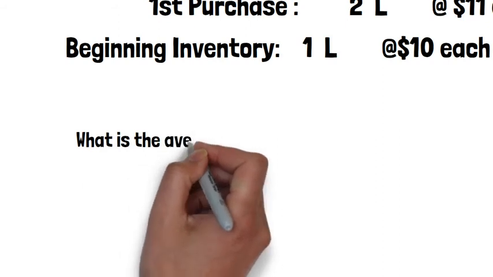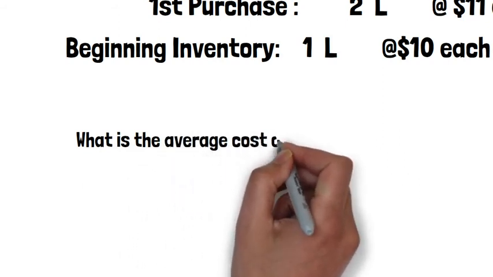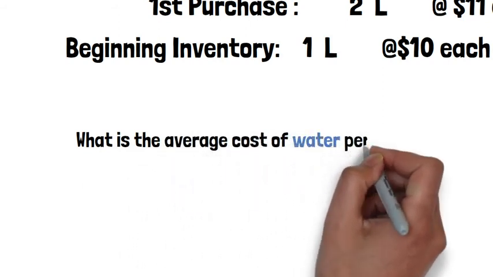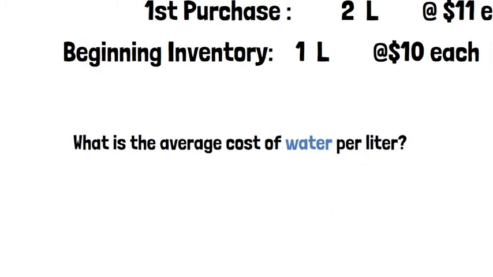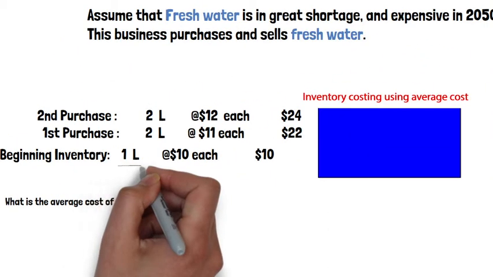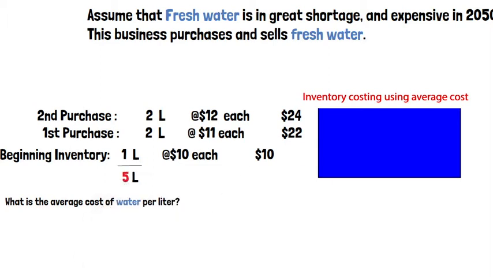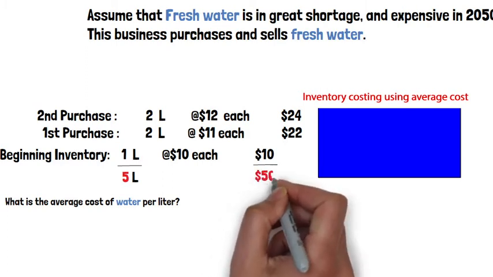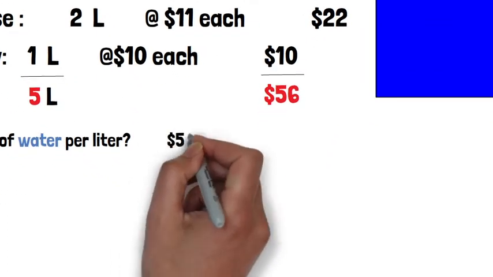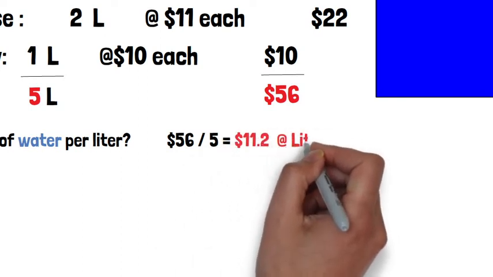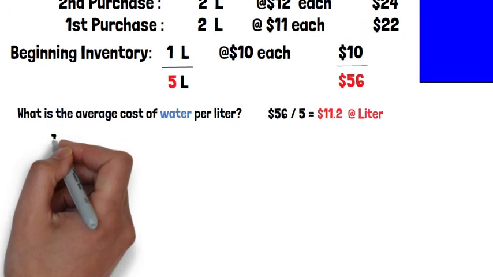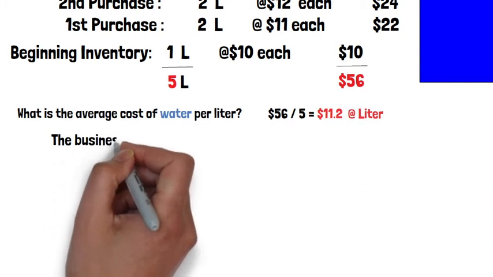So what is the average cost of the waters in the inventory? In the inventory, we have in total 5 liters, and the total cost is $56. So 56 divided by 5, so that average cost is $11.20 per liter.